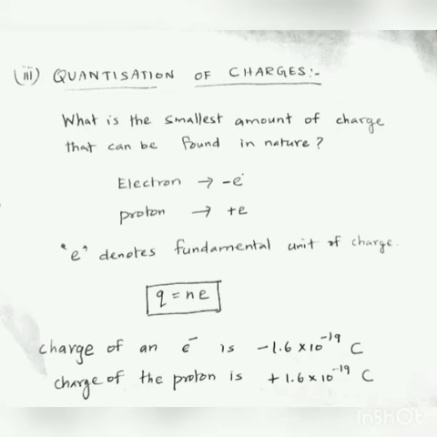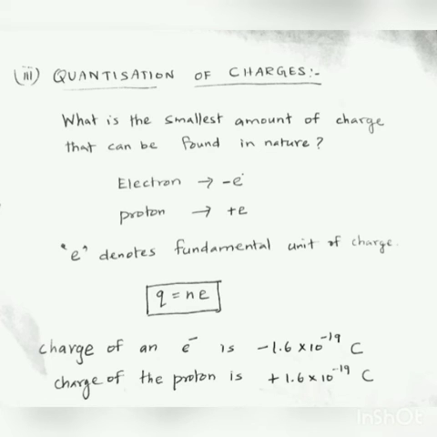That amount of charge can be calculated in an atom by using the formula Q is equal to n times e. The charge Q on any object is equal to an integral multiple of this fundamental unit of charge e. Here n is any integer: 0, plus or minus 1, plus or minus 2, plus or minus 3, etc. This is called quantization of electric charge.